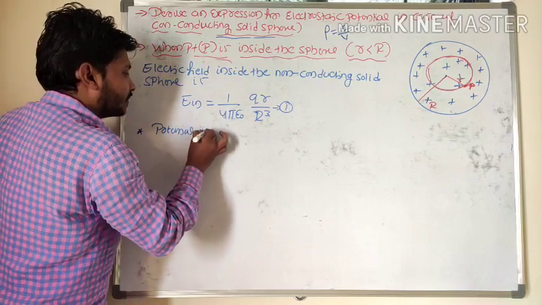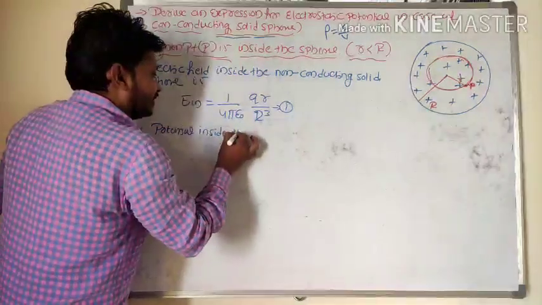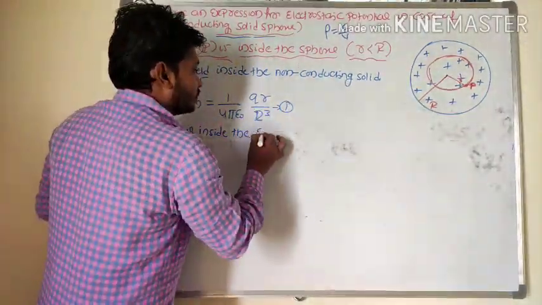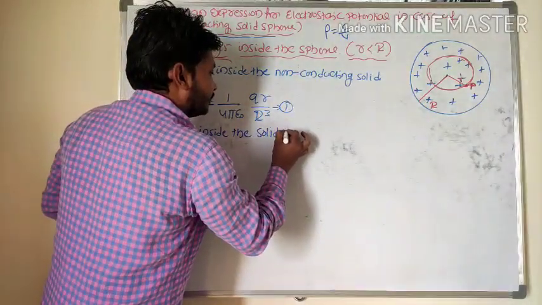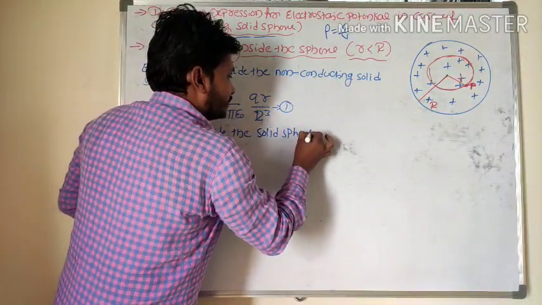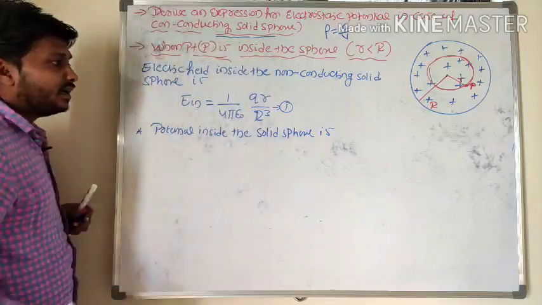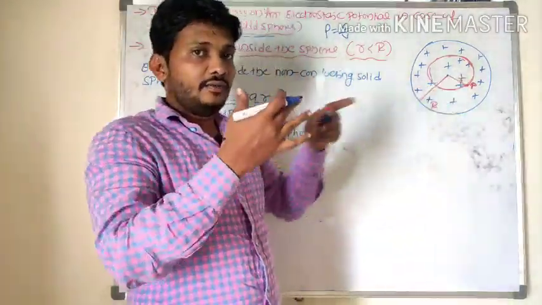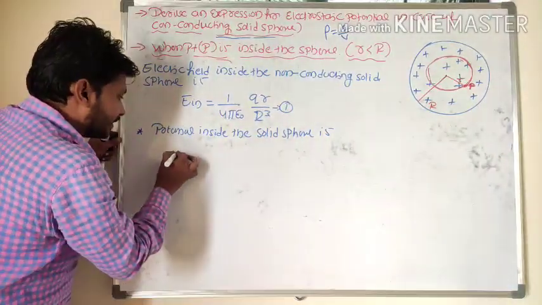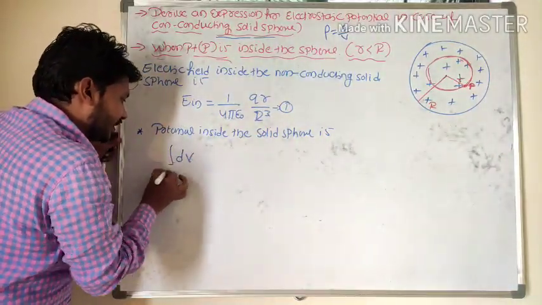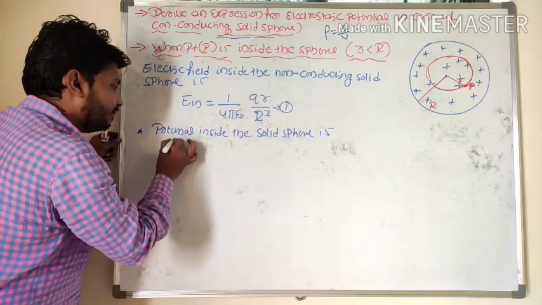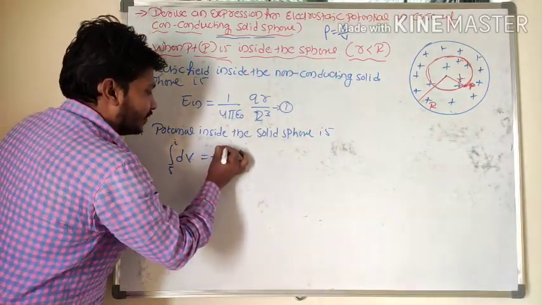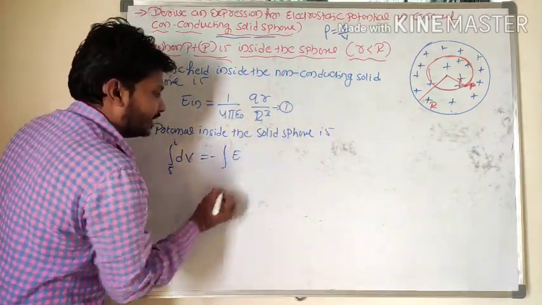Potential inside the solid sphere, so I will take that. From the surface to the inside I will consider, so I will take those limits here. So that is dV, integration from the surface to the inside here, it is equal to minus of integration.